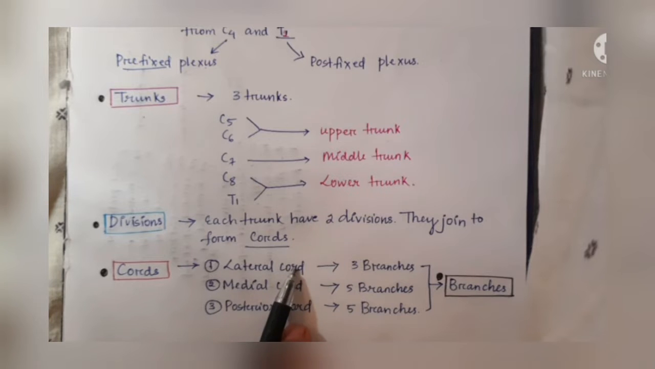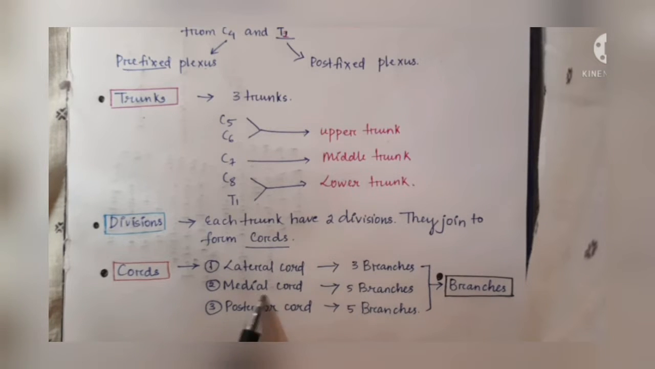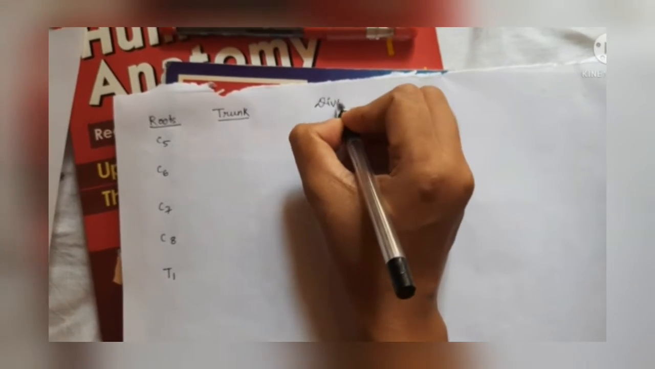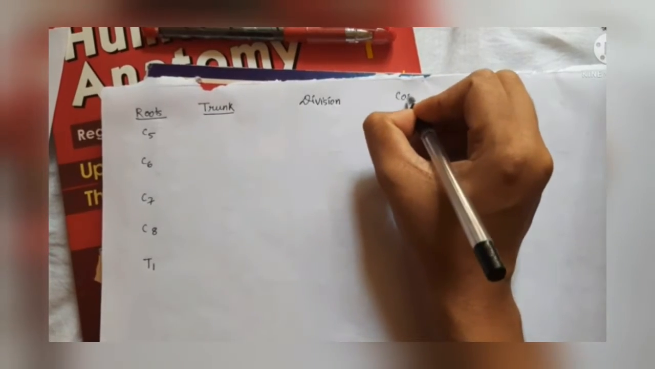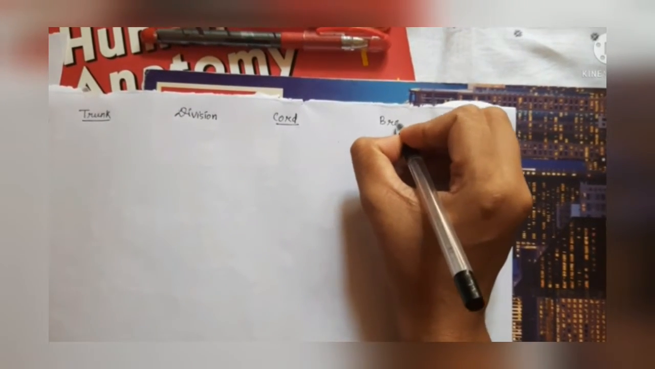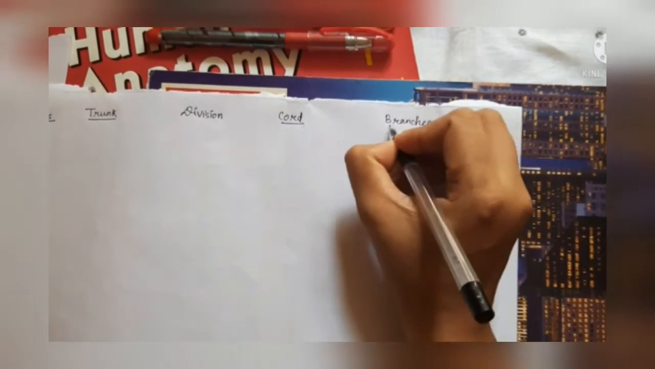First one is lateral cord, medial cord, posterior cord. Lateral cord has 3 branches, medial cord has 5 branches, posterior cord has 5 branches. Trunk, then division, then cord, then comes what? Branches. We will read according to this.